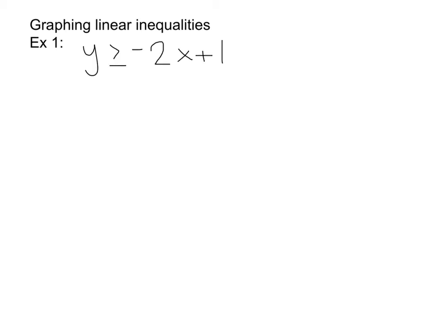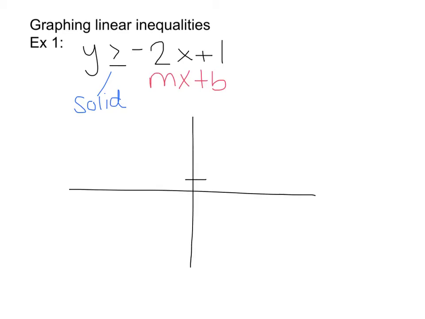Our first example we are going to look at is how to graph linear inequalities. So we have y is greater than or equal to negative 2x plus 1. Hopefully you recognize this equation. It's in slope-intercept form. This greater than or equal to is going to make my line a solid line. So let's start by graphing the boundary. Put a dot at positive 1, go down 2, and to the right 1. And again, since it's greater than or equal to, you're going to make this line a solid line.